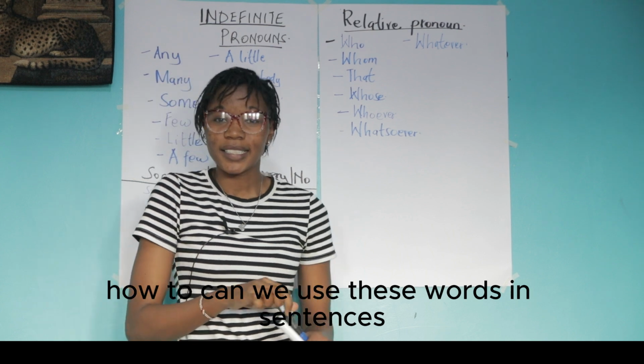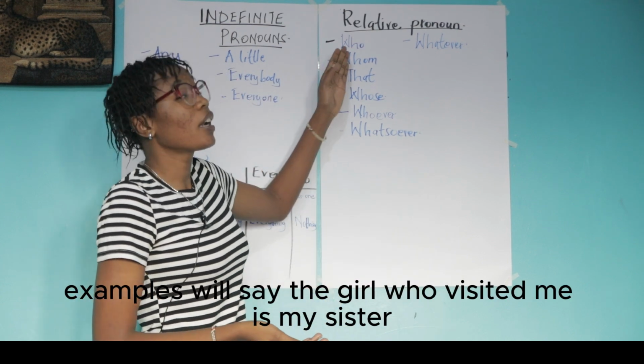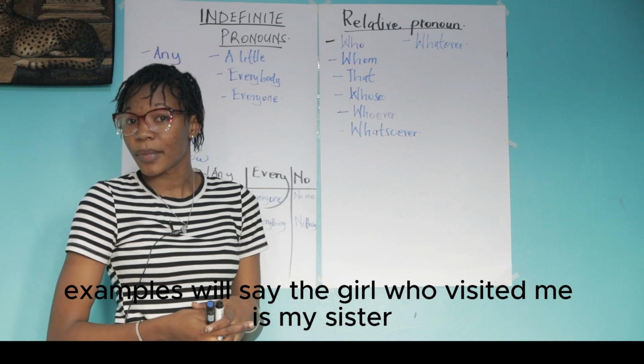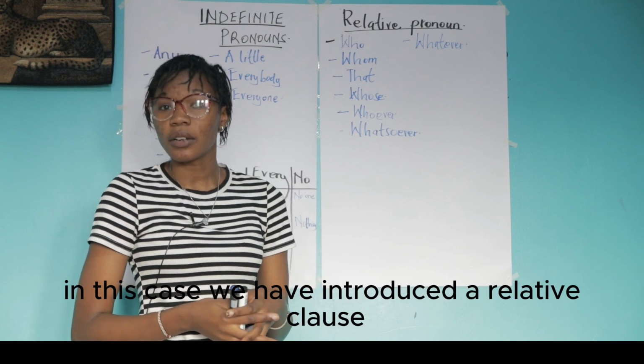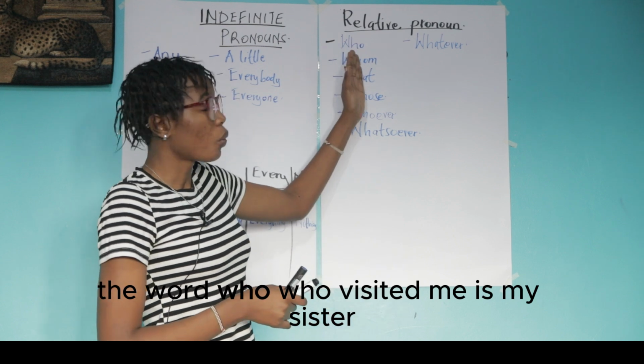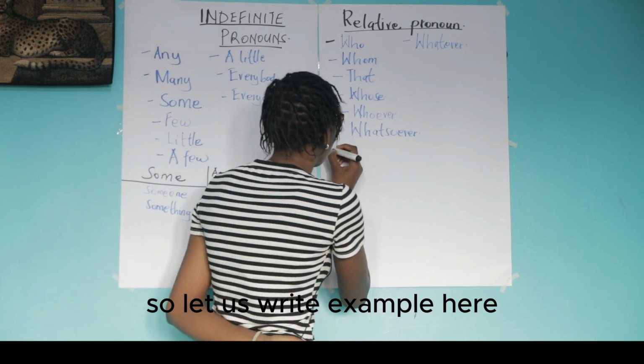Can we use these words in sentences? For example, we'll say, the girl who visited me is my sister. In this case, we have introduced a relative clause with the word who. Who visited me is my sister. So let us write an example here.